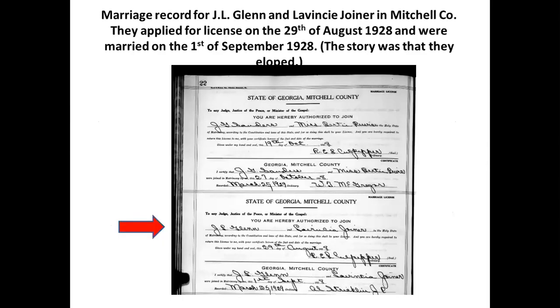This is the marriage record for my great-grandparents, J.L. Glenn and Levinsky Joyner in Mitchell County. They applied for their license on the 29th of August in 1928 and were married on the 1st of September in 1928. And I didn't realize it got cut off a little bit. It says the story was that they had eloped. And I actually was able to find this last year.